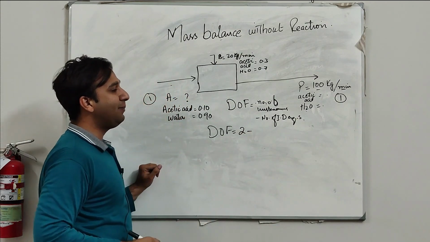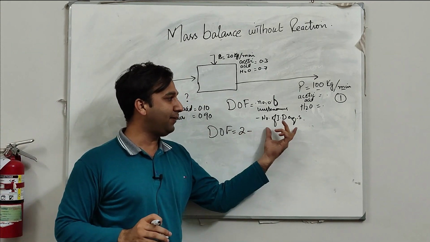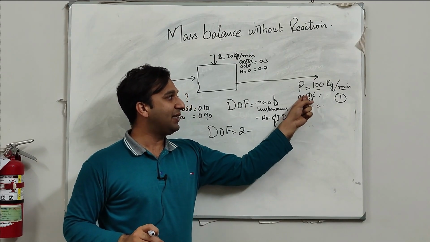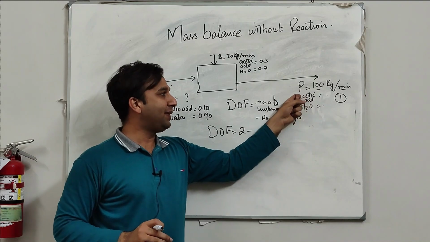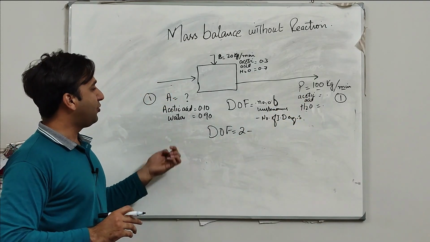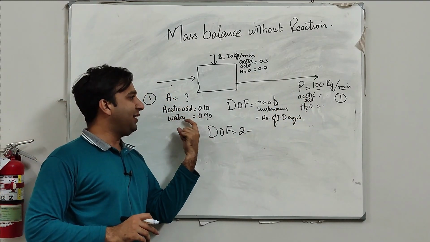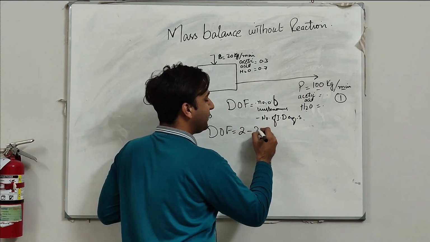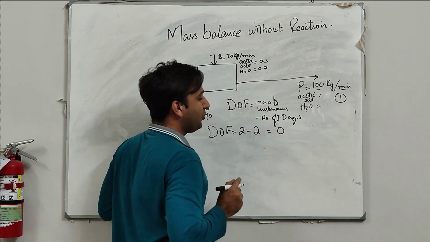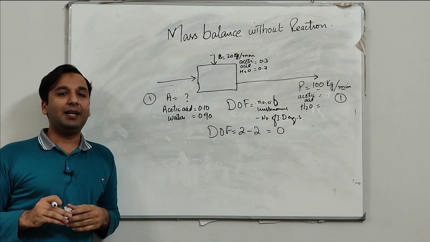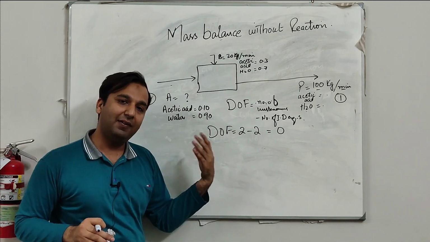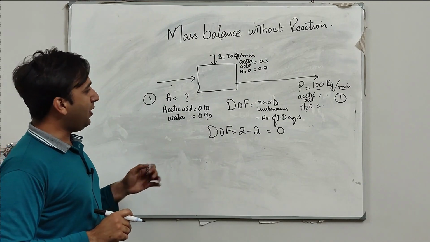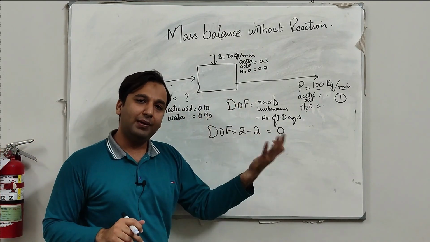And how many independent equations are present? The number of independent equations refers to the species that are present in your flow rates. We have only 2, acetic acid and water. So the number of independent equations is 2, and the degree of freedom is equal to 0. So we can say that we can solve this problem and we will have a unique solution. So let's start.